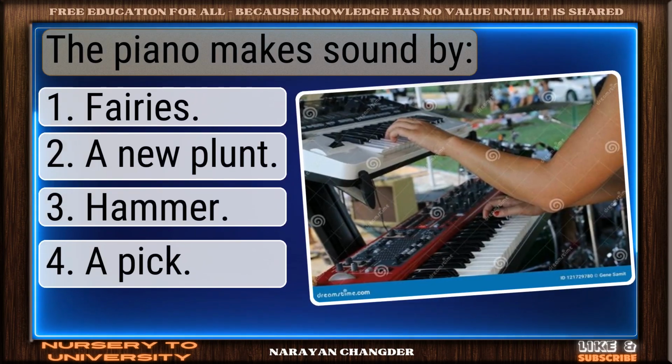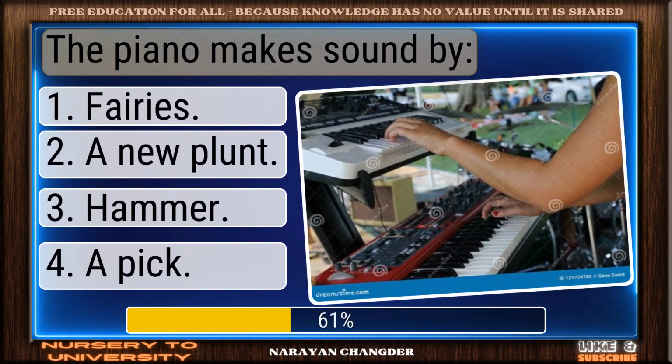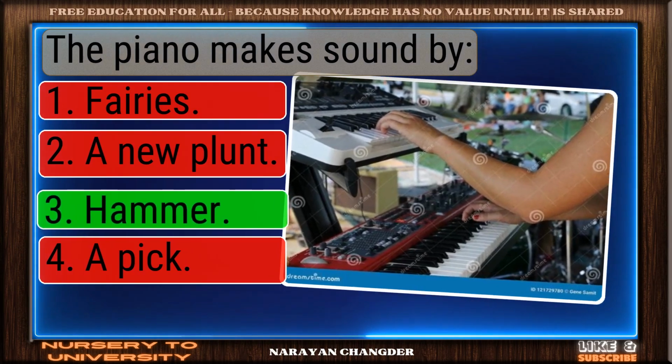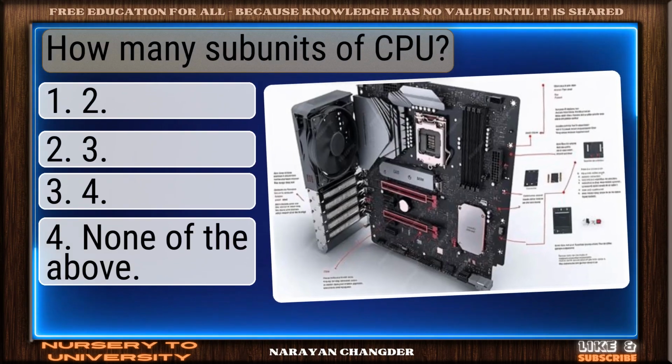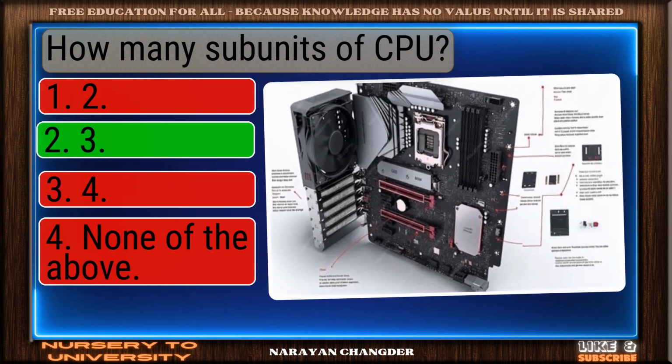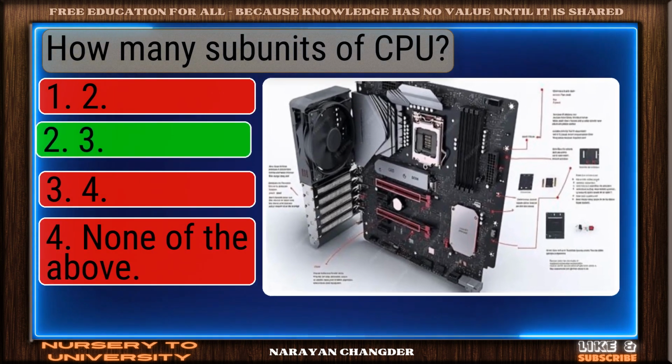The piano makes sound by. Nice work. You chose hammer and it is correct. How many subunits of rupee? Correct. 3 is the right answer.